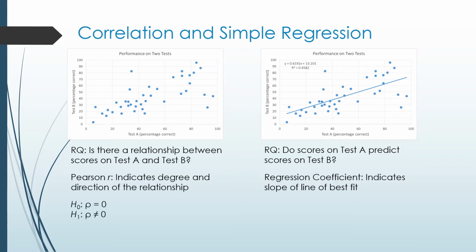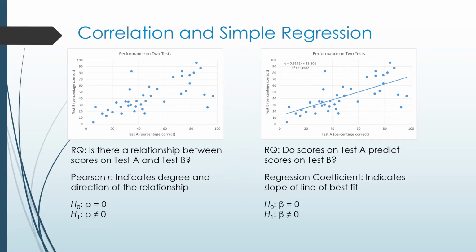The null and alternative hypotheses for correlation is that the correlation, and here this is the Greek letter rho, which is the population version of the Pearson R. So the null hypothesis is that basically there's no relationship, so that the Pearson R in the population would be equal to 0, whereas if there's evidence to reject the null hypothesis, we would say that the correlation between the two is not equal to 0, and therefore it's a significant relationship between the two variables.